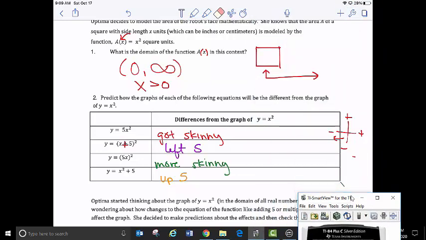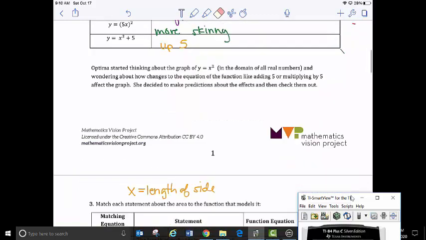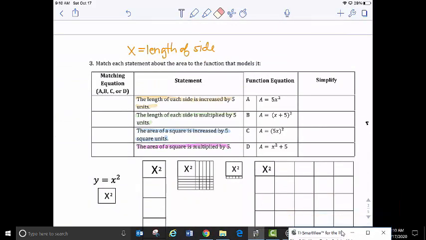So it says, Optima started thinking about how the graph of y equals x squared in the domain of all real numbers, and wondering about how changes to the equation of the function, like adding or multiplying by 5, would affect the graph. She decided to make predictions about the graph and check them out. So again, let the length be x, and we're going to match this to an algebra tile representation, not just a graph representation. So it said the length of each side of x is increased by 5 units.